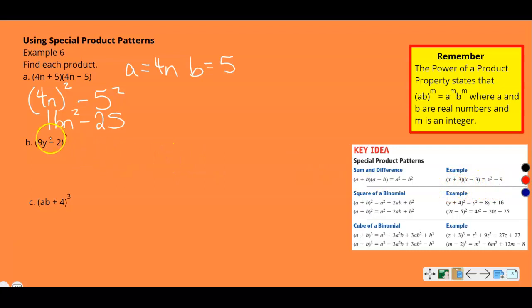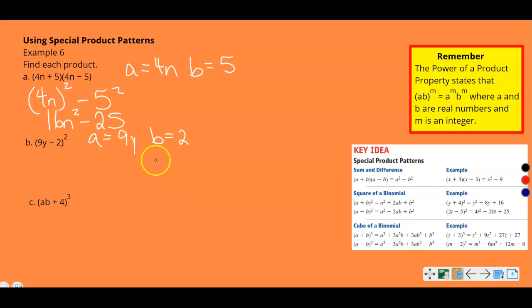All right, B part, 9y minus 2 quantity squared. That fits this square of a binomial. That's a difference right here. So if it was a sum, you would use the top one. If it's a difference, you use this one. And it says it's going to be a squared minus 2ab plus b squared. So again, go ahead and identify a and b. So a is 9y and b is 2 for this example.